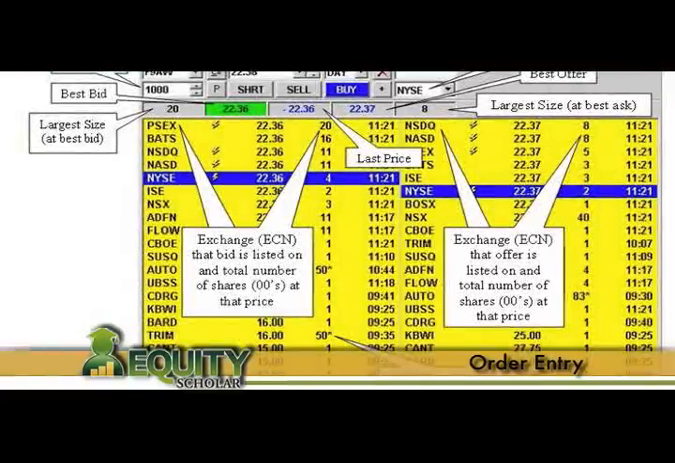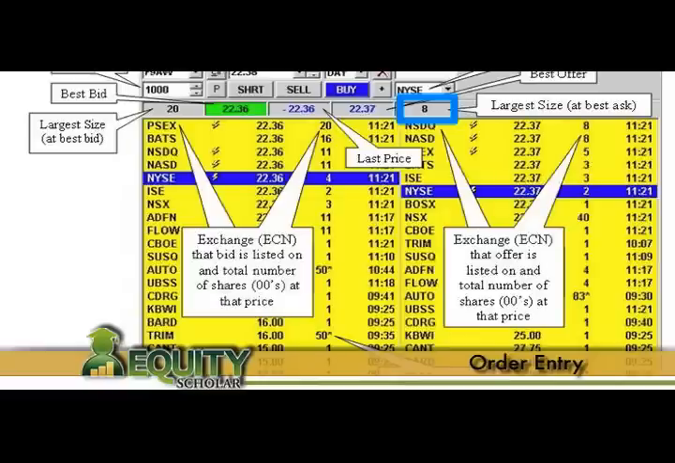And finally, the bottom row of the order entry section contains information on the current quote price. The number to the left, in this case 20, which stands for 2,000, represents the largest size currently at the best available bid. The number all the way to the right, in this case 8, which stands for 800, indicates the largest size currently at the best available offer.